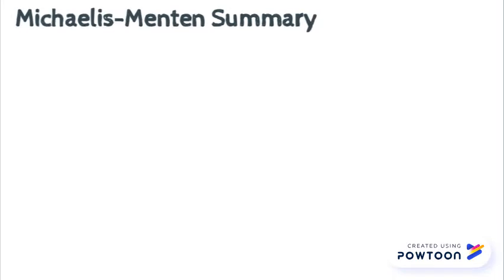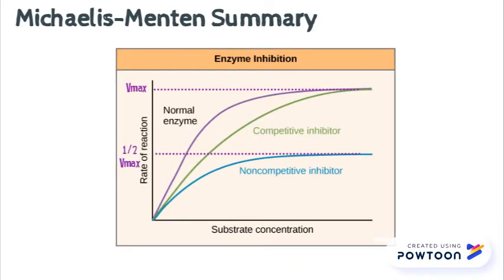So let's revisit the Michaelis-Menten model for competitive and non-competitive inhibitors. Recall that for competitive inhibitors, your Vmax doesn't change, but your apparent Km increases, and for non-competitive inhibitors, the Vmax decreases, but the Km doesn't change.